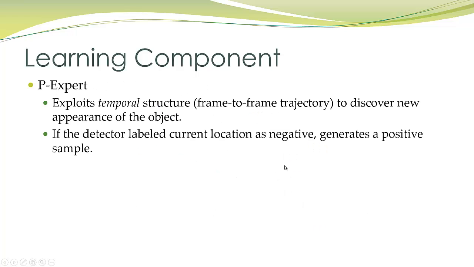As we mentioned before, the P-expert explores the temporal structure, the trajectory, to discover new appearances of this object. If the detector labeled the current location as negative, the P-expert will generate positive samples.